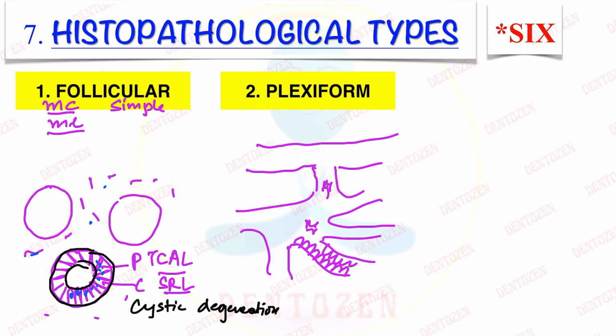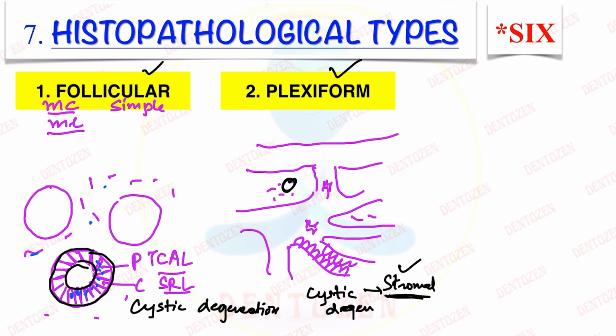So the important thing you have to remember is that cystic degeneration can occur here also, but here it occurs in the connective tissue. The connective tissue lies between these strands, so there cystic degeneration can happen. So here we see stromal degeneration, a very, very important point and viva question. In plexiform it is stromal degeneration, in follicular it is within the follicles, within the epithelial component. So that is important. Another thing is that it is the second most common histopath type of ameloblastoma.